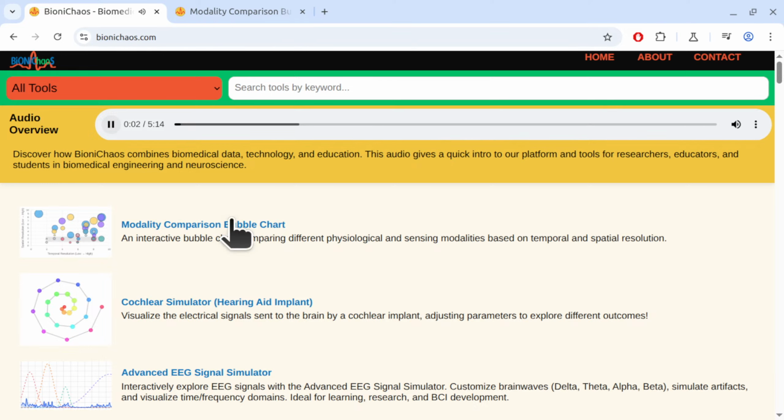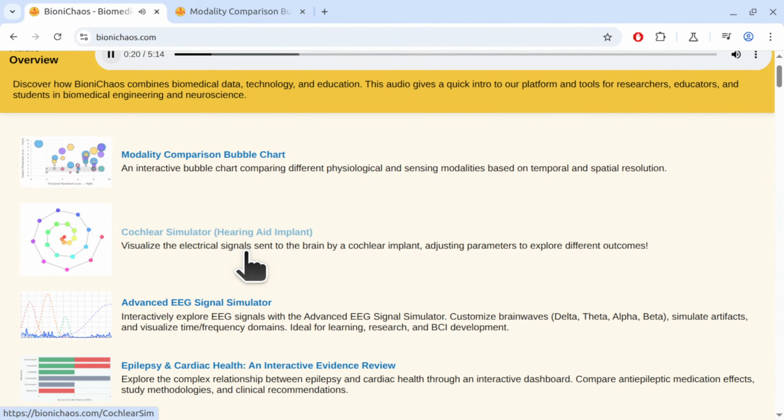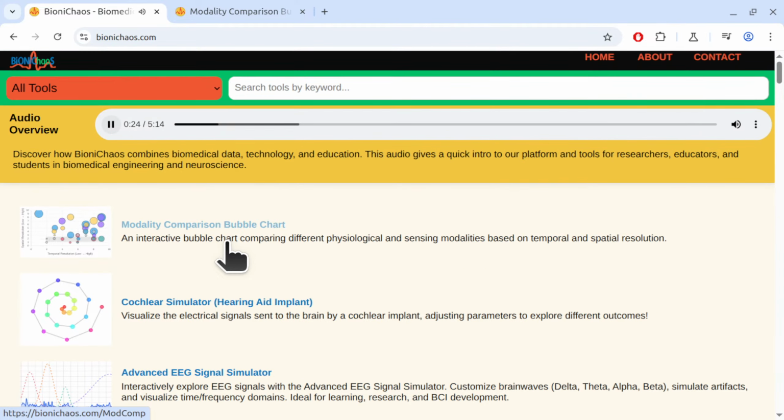Today we're venturing into a really fascinating space, exploring excerpts from Bionic Chaos, interactive biomedical tools and simulators. Our mission for this deep dive is basically to show you how these incredibly complex biomedical concepts can become, well, not just accessible, but surprisingly hands-on and even fun. It's almost funny, isn't it, how engaging something so intricate can actually be?